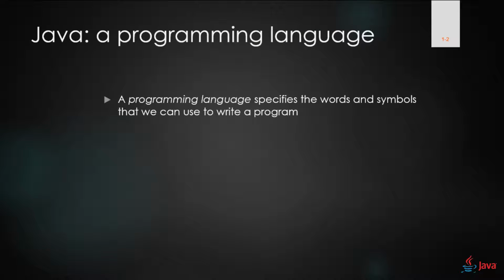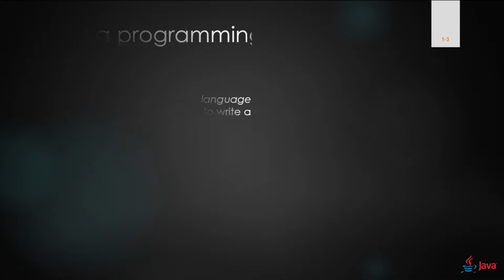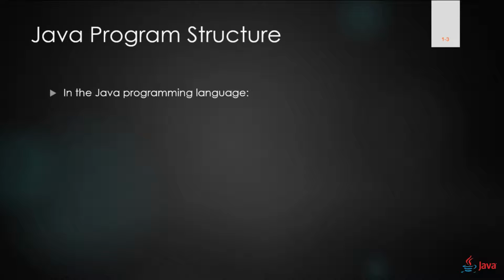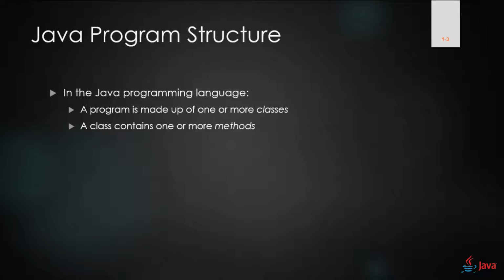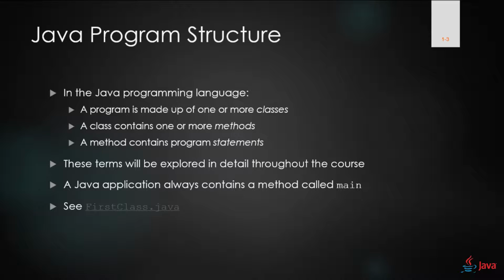Now, a programming language specifies the words and symbols that we can use to write a program. A programming language employs a set of rules that dictate how the words and symbols can be put together to form valid program statements. In Java programming languages, a program is made of one or more classes. A class contains one or more methods. A method contains program statements. These terms will be explored in detail throughout the course. A Java application always contains a method.